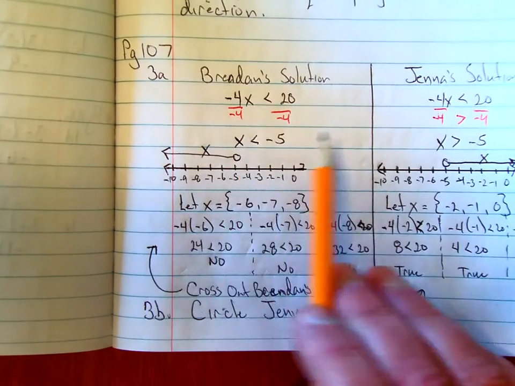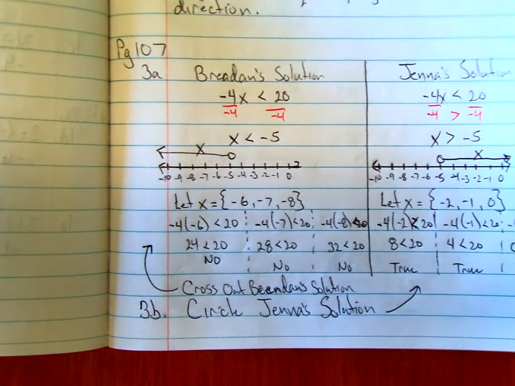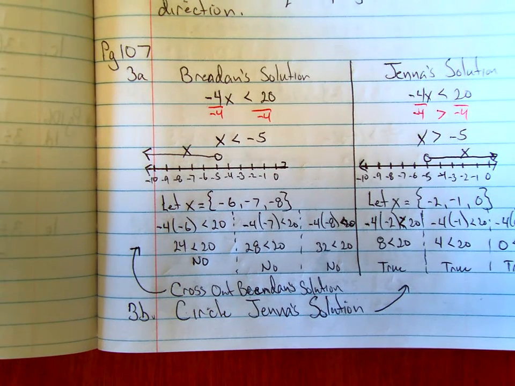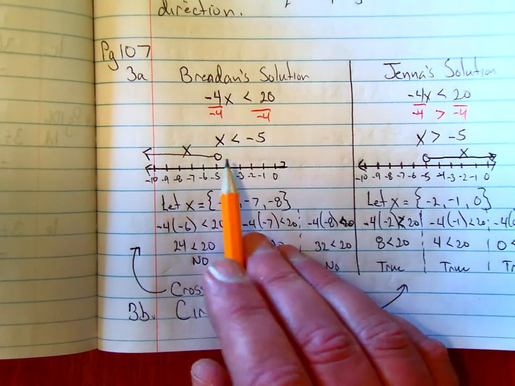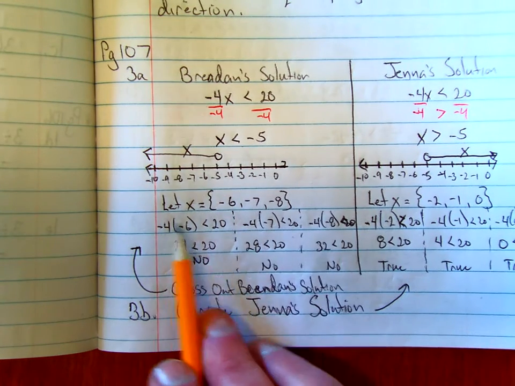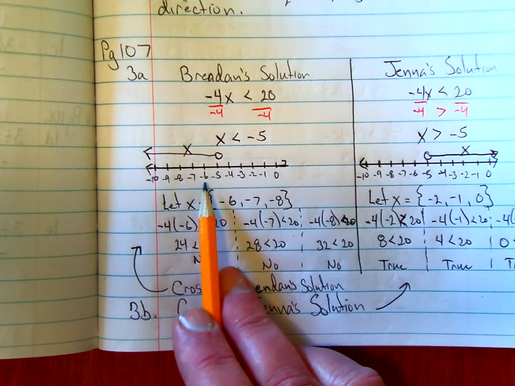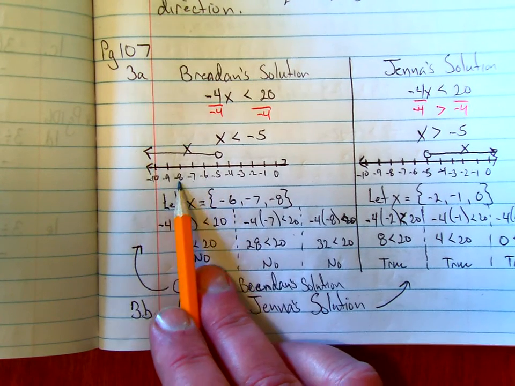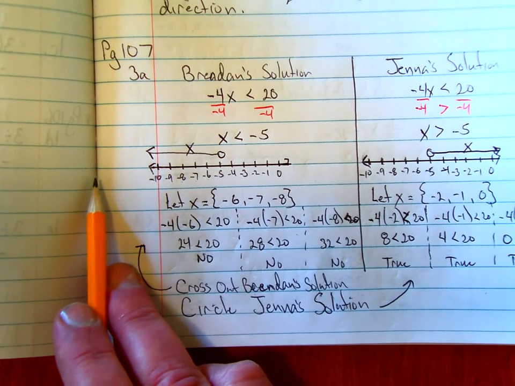Page 107 compares Brendan and Jenna and their solutions to negative 4x less than 20. Brendan divides both sides by negative 4, and he put x less than negative 5. We test his solution, or we test some of his solutions. It just asks us to pick 3. I chose negative 6, negative 7, negative 8. I could have chosen any number smaller than negative 5.